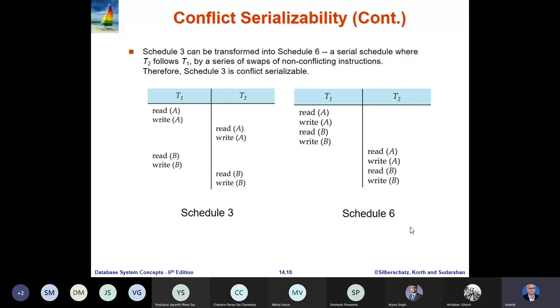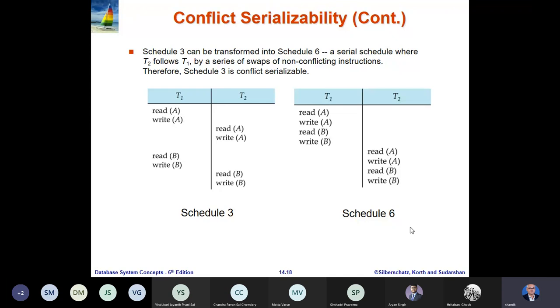So you see that I can break down read A and write A below read B and write B. That is what we are saying by this swapping. We are ordering, we are swapping, and then what we get, we move read B write B up and move read A write A of T2 down, and we get a schedule. And you see that this is conflict equivalent.